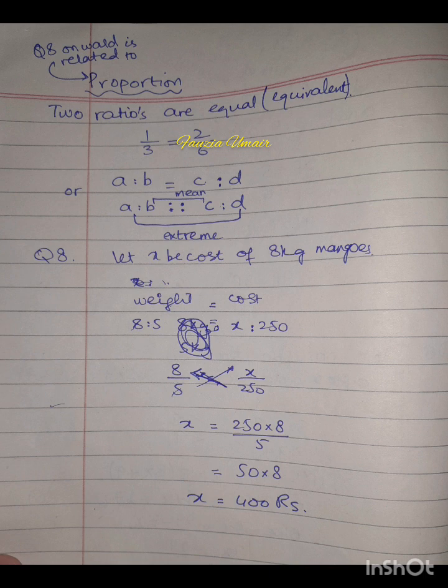which is that the product of means is equal to the product of extremes, that is AD is equal to BC. So let's solve question number 8. In question number 8, we are assuming that X is the cost of 8 kg mangoes. So we are comparing weight with cost. So X ratio 5 is equal to 8 ratio 5 is equal to X ratio 250. And that's how we will solve it, and you will reach the answer.